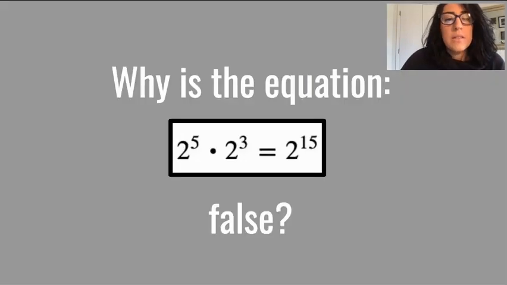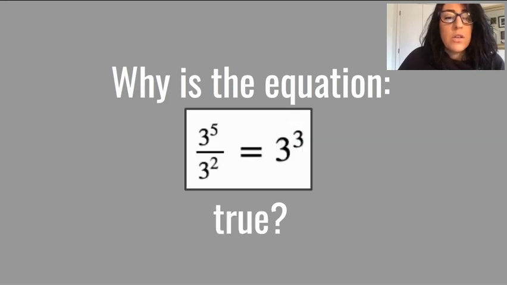So why is this equation false? Well, because we know that when we apply the rule here, you would be adding the exponents together, and that would give us 8 instead of 15. Let's go here and talk about why is this equation true. Well, it's because when you're subtracting those exponents, 5 minus 2, the bases are the same. We're going to go ahead and say that equals 3 to the 3rd.